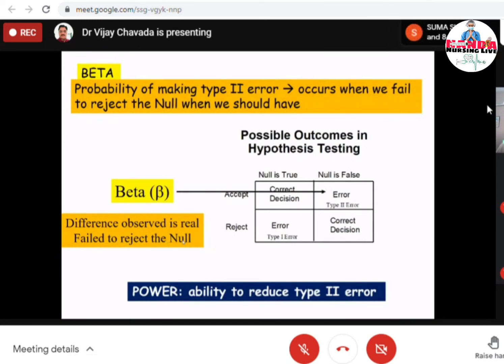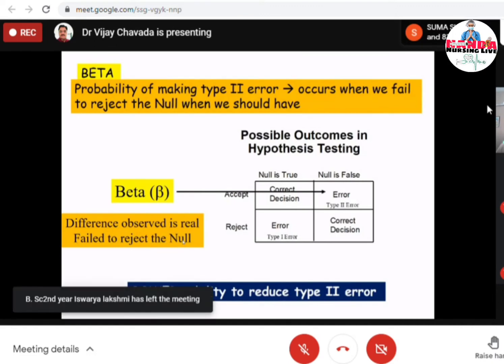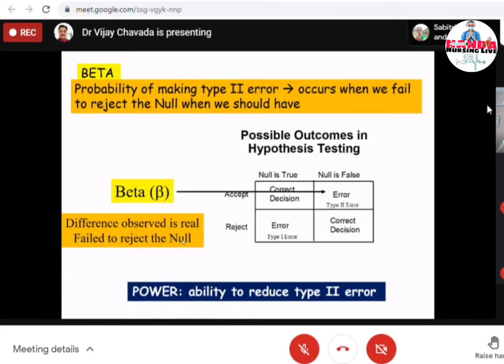Now beta, in other words, is also related to power. The ability to reduce type 2 error is nothing but the power of the study. And by and large, for all practical purposes, we take the study power as 80%, meaning our study should have a power of a minimum of 80%. Right?